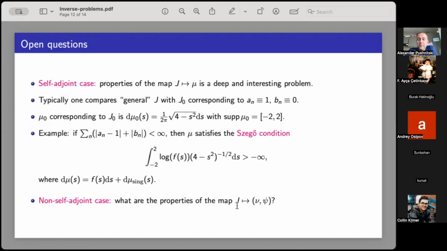one can ask versions of the same question. So how are the properties of this non-self-adjoint matrix J with complex elements on the diagonal related to the properties of this measure mu and the function psi? So we are just beginning to scratch the surface of these questions.